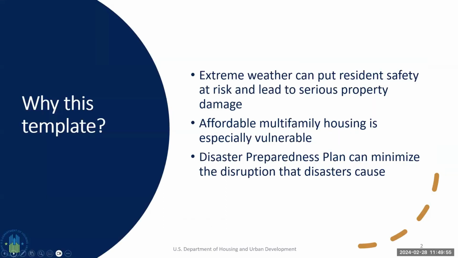Extreme weather can lead to serious property damage and resident safety concerns. Extreme weather can cause flooding, power loss, transportation disruptions, interrupted access to critical resources, and even loss of life. Affordable multifamily housing is especially vulnerable. When disaster strikes, low-income residents have less access to resources to help them recover. However, with the disaster preparedness plan in place, owners and residents of affordable housing can be better prepared to minimize the disruption that disasters cause.